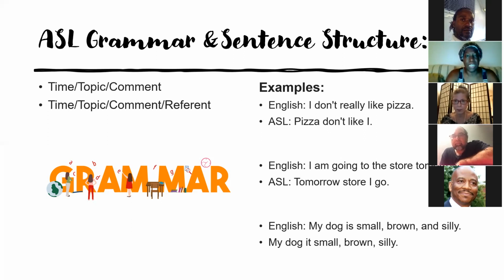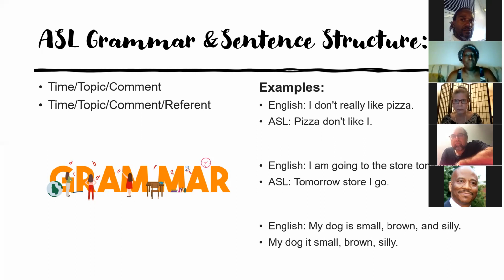We have time, topic, comment, and or time, topic, comment, reference. So if you break down an English sentence in that way, then you'll have an ASL sentence and you can sign that. So you wouldn't sign it like I don't like pizza.